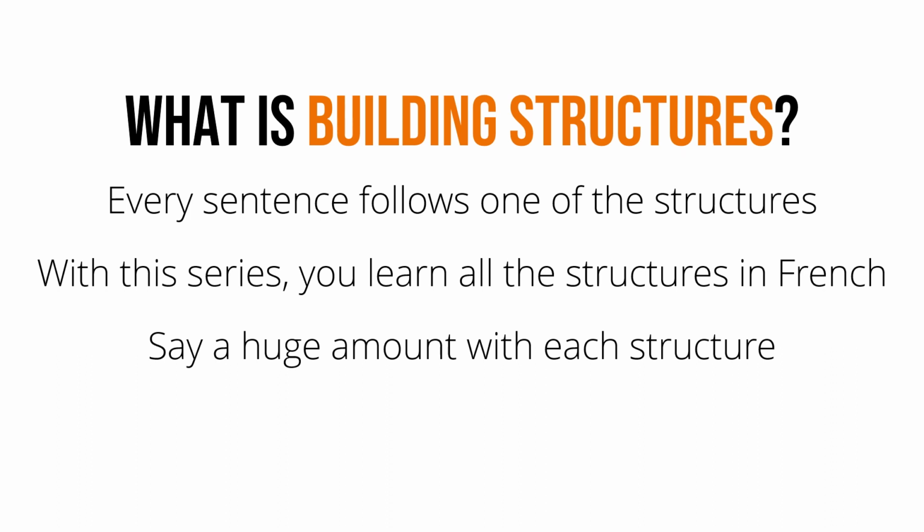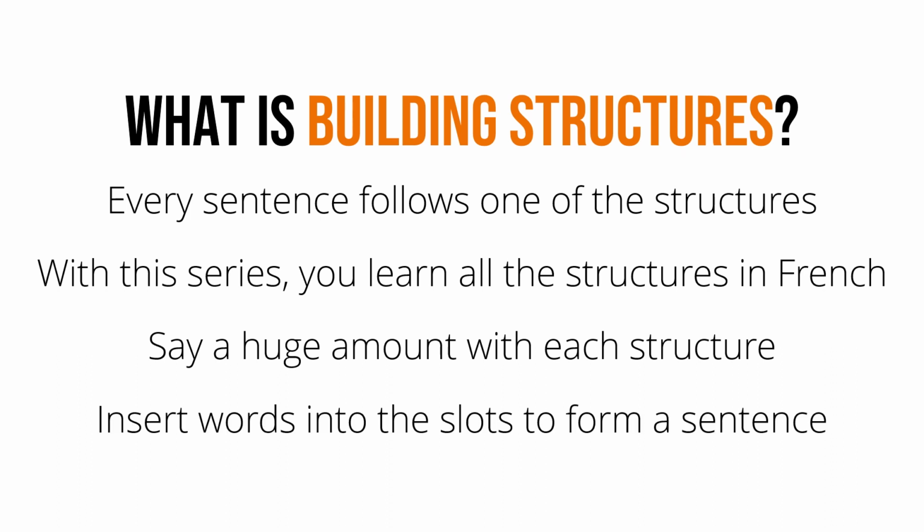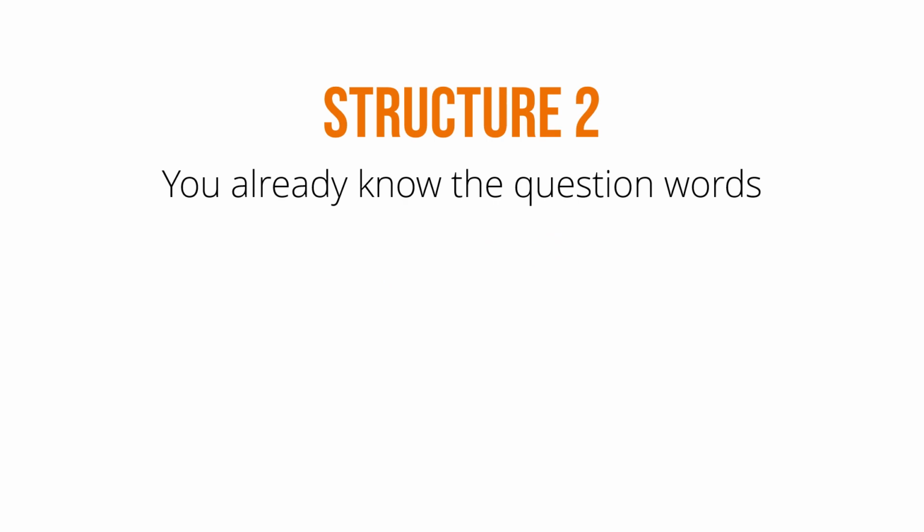Once you've learnt how a structure works, all you have to do is insert different words into the slots, and you have a sentence. This course introduces you to Structure 2. Structure 2 will be much easier for you to learn than Structure 1, and the reason is because you've already done most of the hard work. In Structure 1, we had to learn lots of different question words, but luckily for us, the same question words appear throughout all the different structures. This means we can focus on learning the other components.